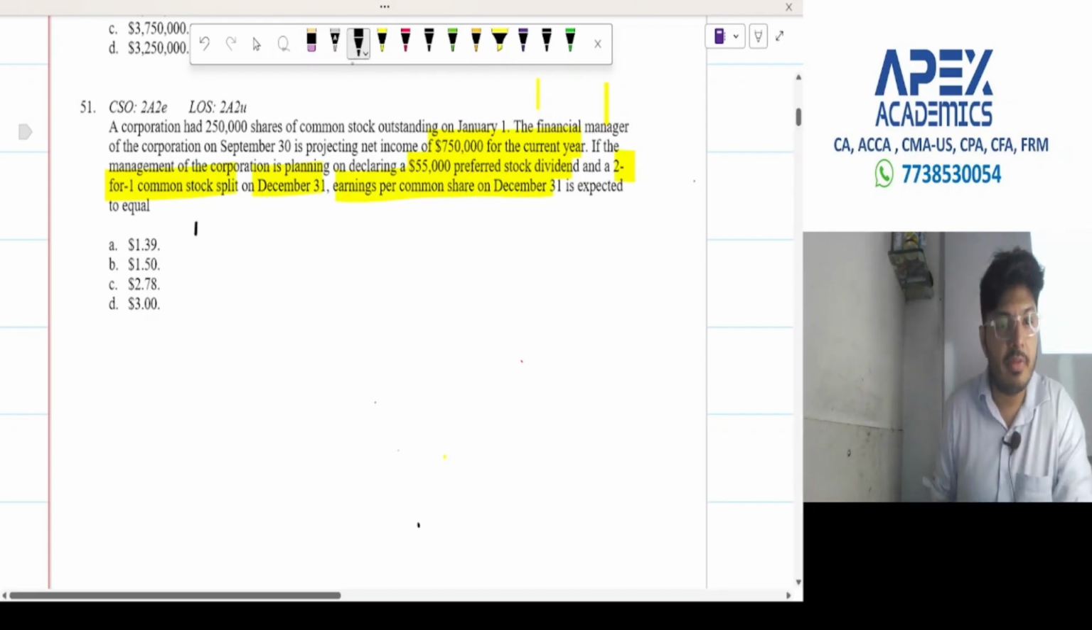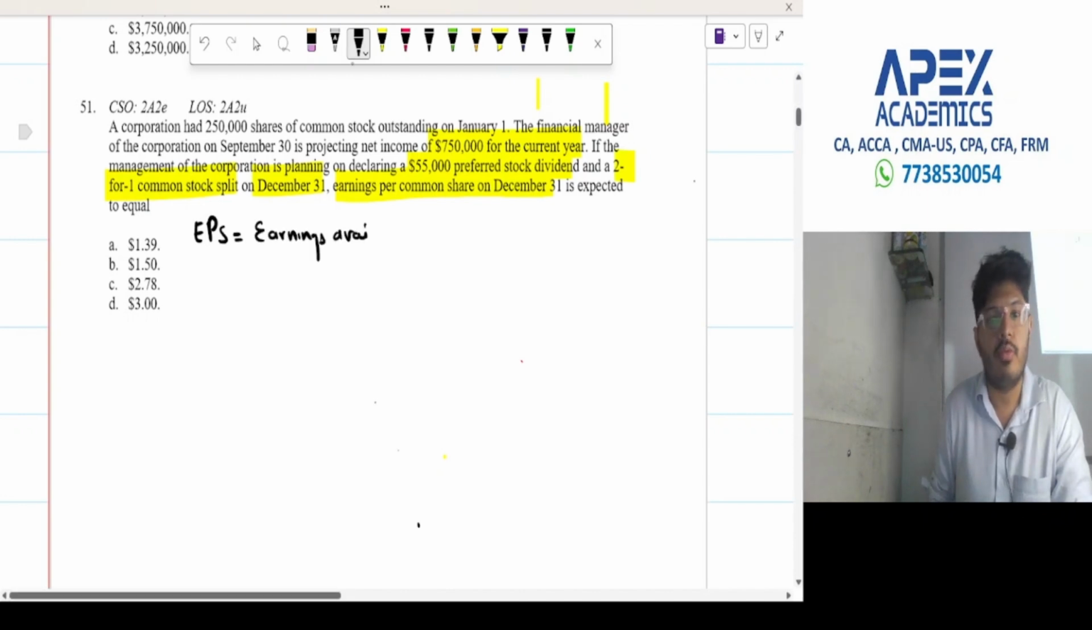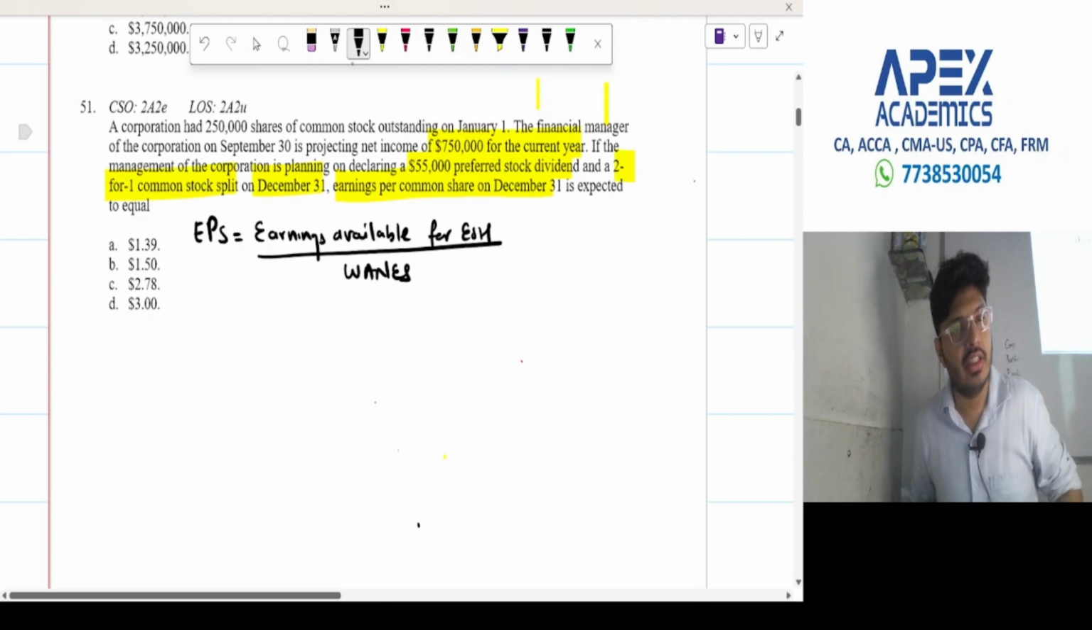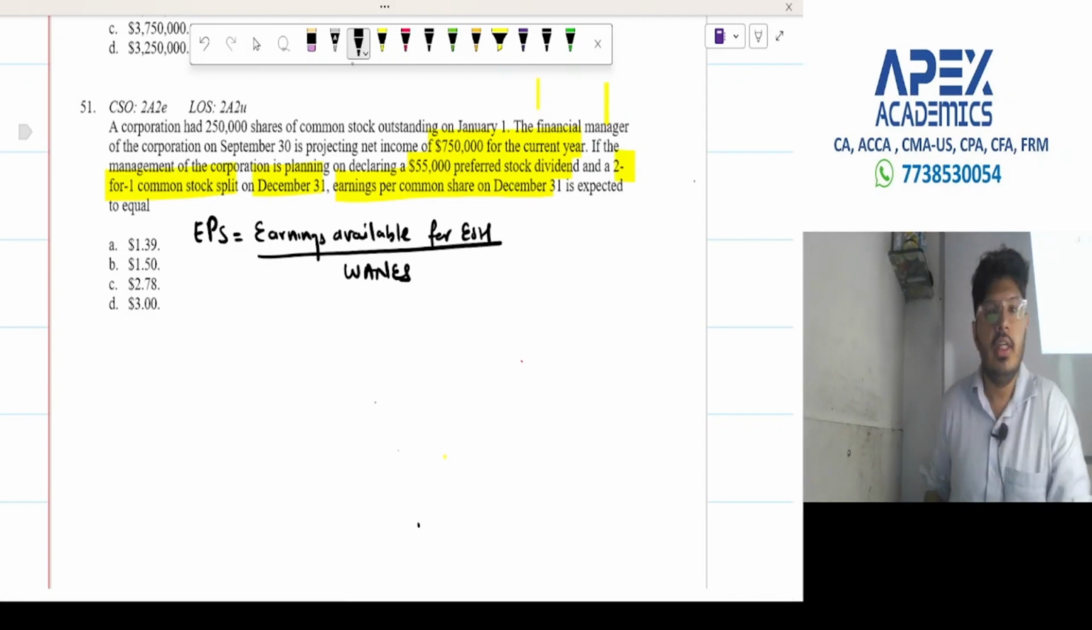My dear friends, please appreciate that earning per share is equal to earnings. What is the formula? Please repeat. Earnings available for equity shareholders divided by weighted average number of equity shares. Are we clear about this? Yes or no? Now, the earnings available for equity shareholders need to be calculated.